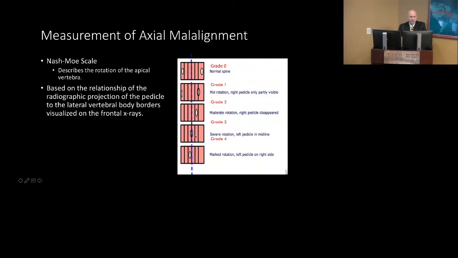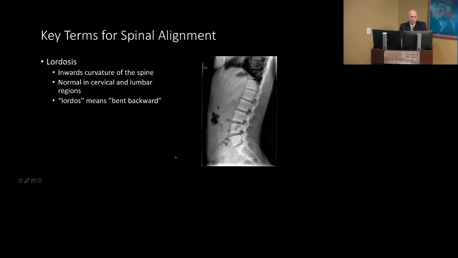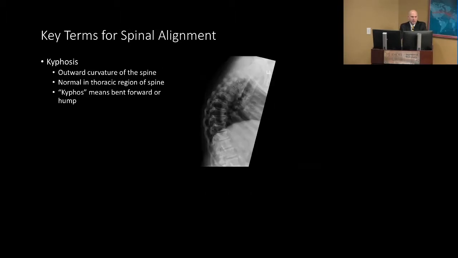Severe rotation is when that pedicle now moves completely to the midline, and then when it's severely marked, that's grade 4 and above, you're all the way on the other side. Other key terms, and this is basic review, but lordosis, which should be seen in the cervical spine and the lumbar spine, referring to the inward curvature, and kyphosis, which is the outward curvature of the spine, which is normal in the thoracic region.